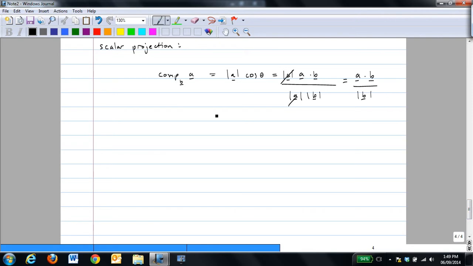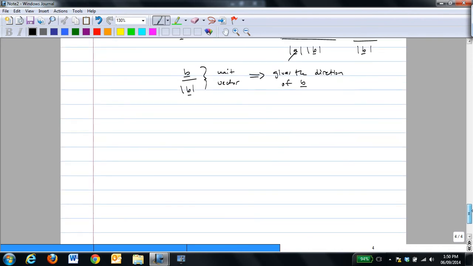Okay, so as I said, B over B, so the vector B over the magnitude of B, this is a unit vector, which tells you the direction of B. I'll rewrite that. So this gives the direction of B.